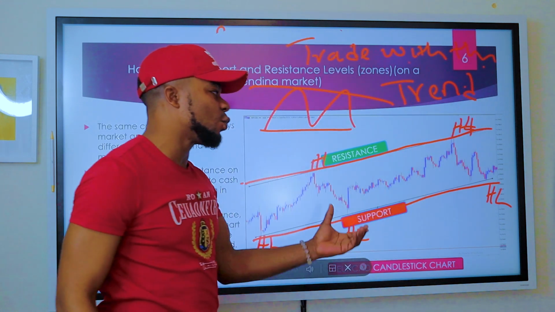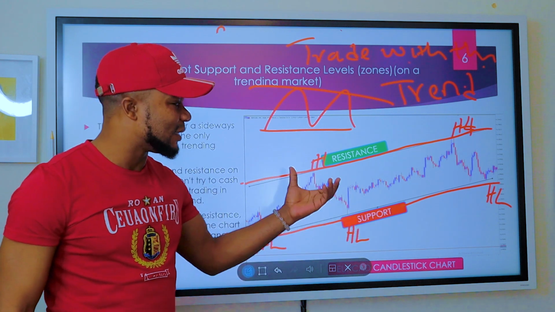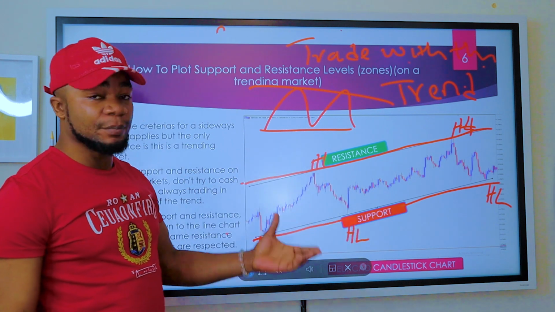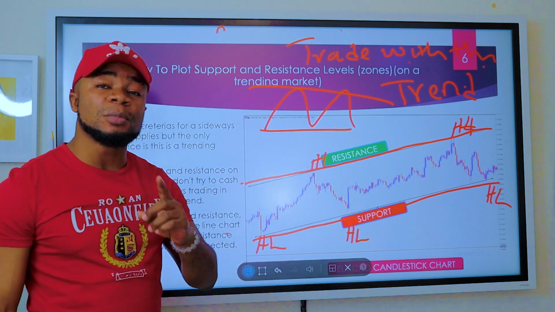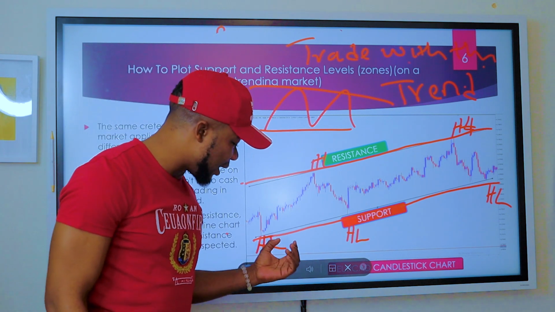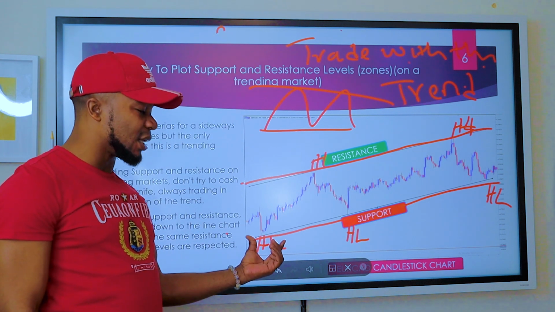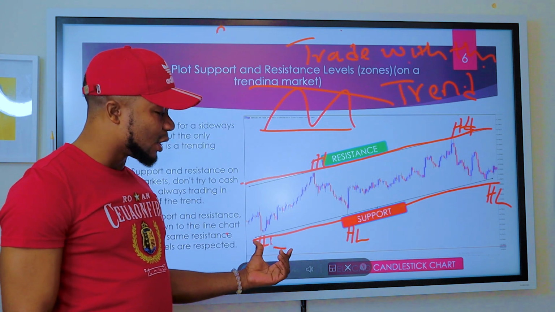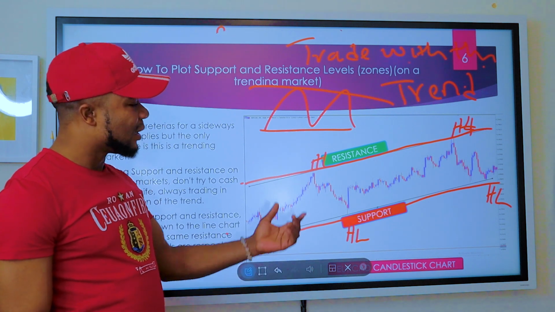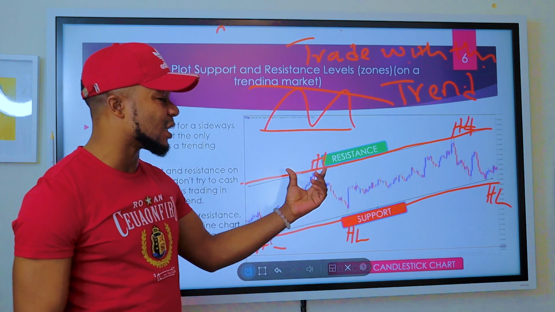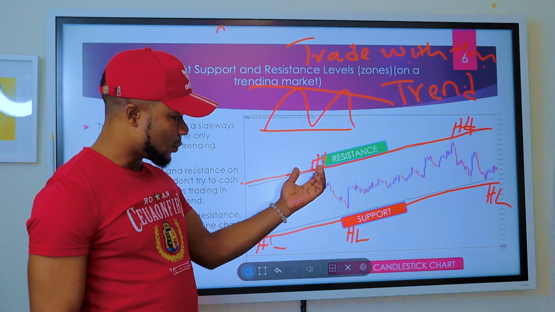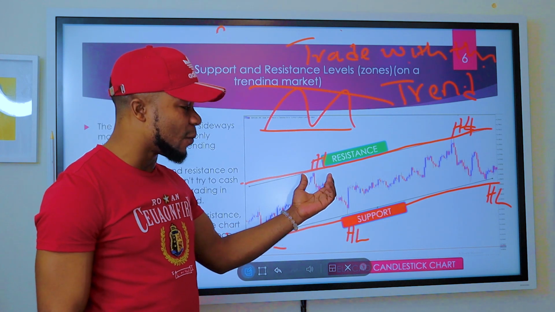Trade with the trend. That's where the term trade with the trend comes into place. If it is an uptrend, always be looking for a buy signal. For example, let's start here. This was the beginning of the trend, all right? And we already knew that this was our support level. The market got up here, even though this was our resistance level, and would have sold somewhere here.